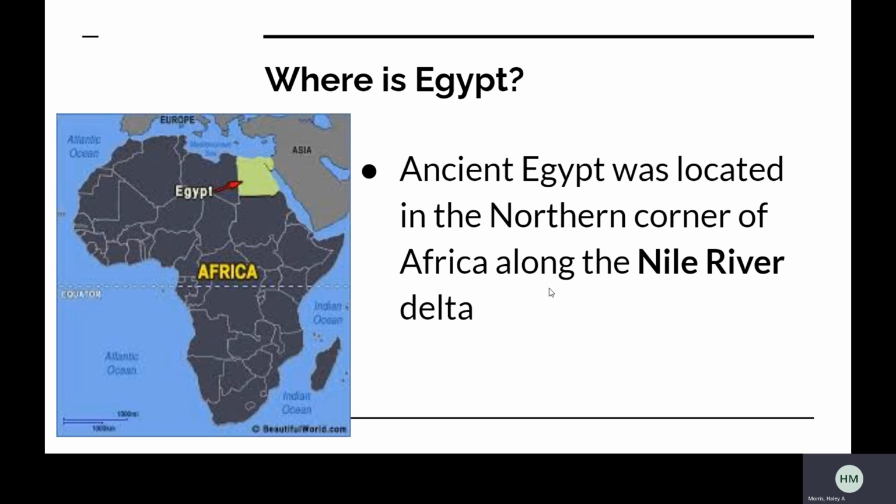Where is Egypt? Ancient Egypt was located in the northern corner of Africa along the Nile River Delta. So the map here shows you where in Africa you can find Egypt. Obviously, these borders weren't there during ancient Egypt, but it gives you a general idea of where in Africa you can find Egypt.